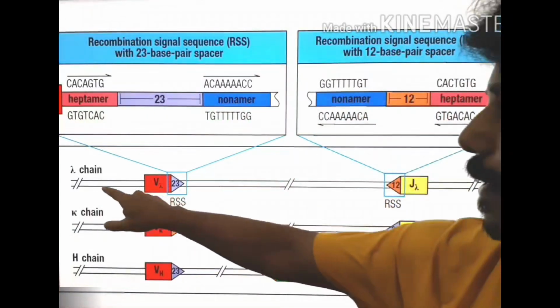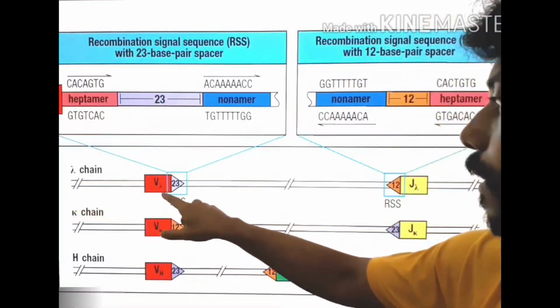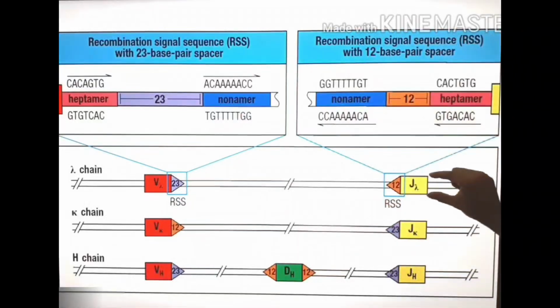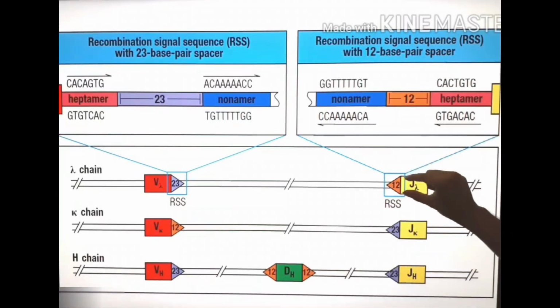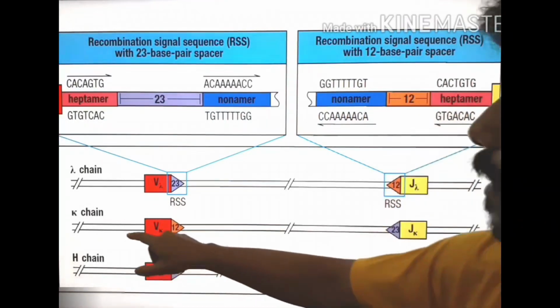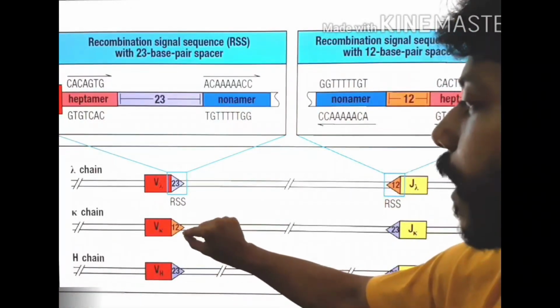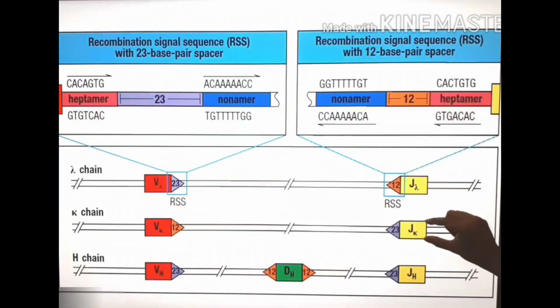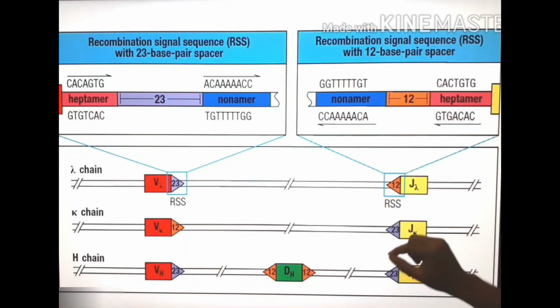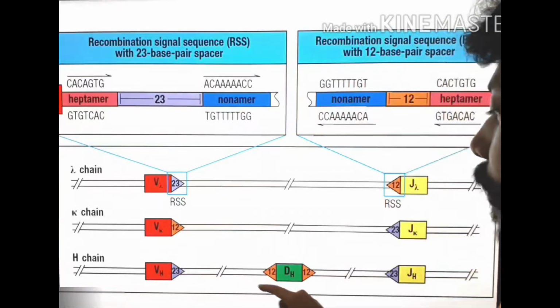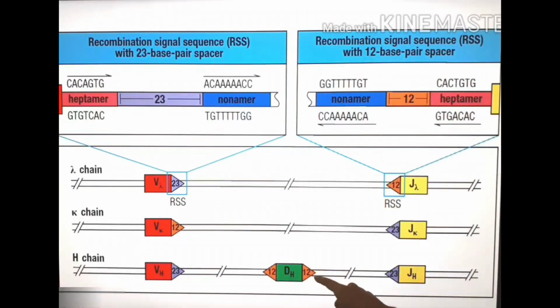You can see in this case of lambda chain, the V region of the lambda consists of 23 RSS, but now the J region must contain 12 RSS. And in case of kappa chain, if the V gene segment consists of 12 RSS, the J segment must contain 23 RSS. And in case of heavy chain, if the V segment consists of 23, then the D should contain 12 and 12, and the J segment has 23 RSS, recombination signal sequence.